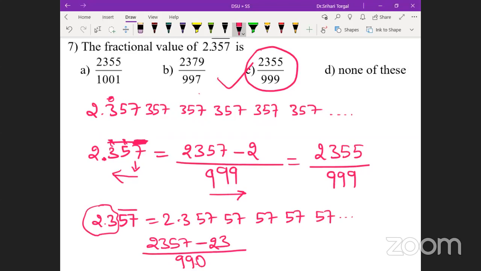If there is no bar, once the decimal point comes you stop. Now you can calculate. What is that? It is 2334 divided by 990. You can check it out using a calculator. Type 2334 divided by 990 and you will get 2.357 with only 57 repeating on your calculator or mobile. Check it out and tell me. Correct?